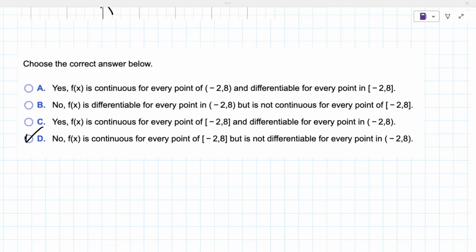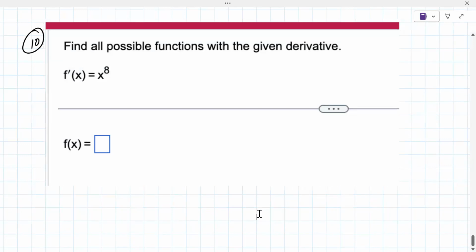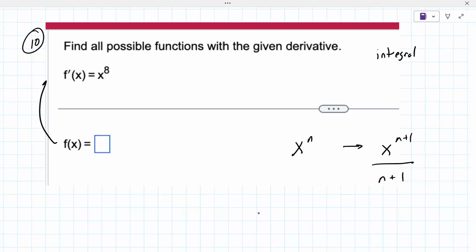So 10 starts the next part of the course. Find all possible functions with the given derivative. So this is going backwards. What function gets you back to x to the 8th? The rule for x to the n is you add 1 to the exponent and divide by the new exponent. Going backwards is a new part of the course, called the integral or the antiderivative, or integration. So you add 1 to the exponent and you divide by the new exponent.